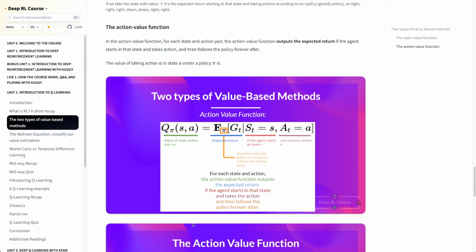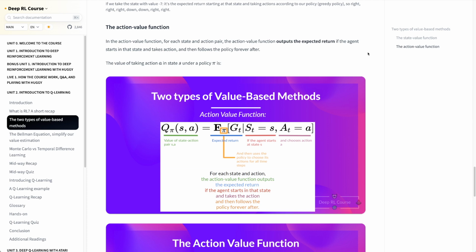Okay, and then the second one is the action value function. In the action value function, for each state and action pair, the action value function outputs the expected return if the agent starts in that state and takes action, and then follows the policy forever after. The value of taking action A in state S under a policy pi is this formula, right?